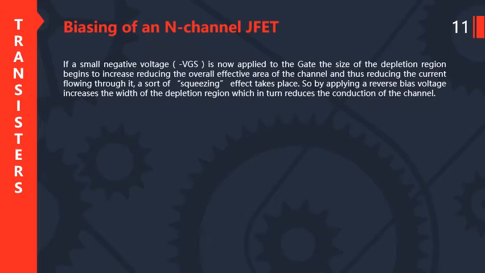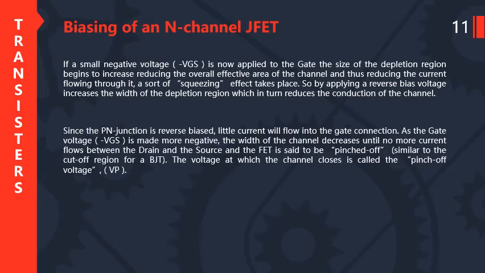If a small negative voltage, minus VGS, is now applied to the gate, the size of the depletion region begins to increase, reducing the overall effective area of the channel and thus reducing the current flowing through it. A sort of squeezing effect takes place. So by applying a reverse bias voltage, the width of the depletion region increases, which in turn reduces the conduction of the channel.